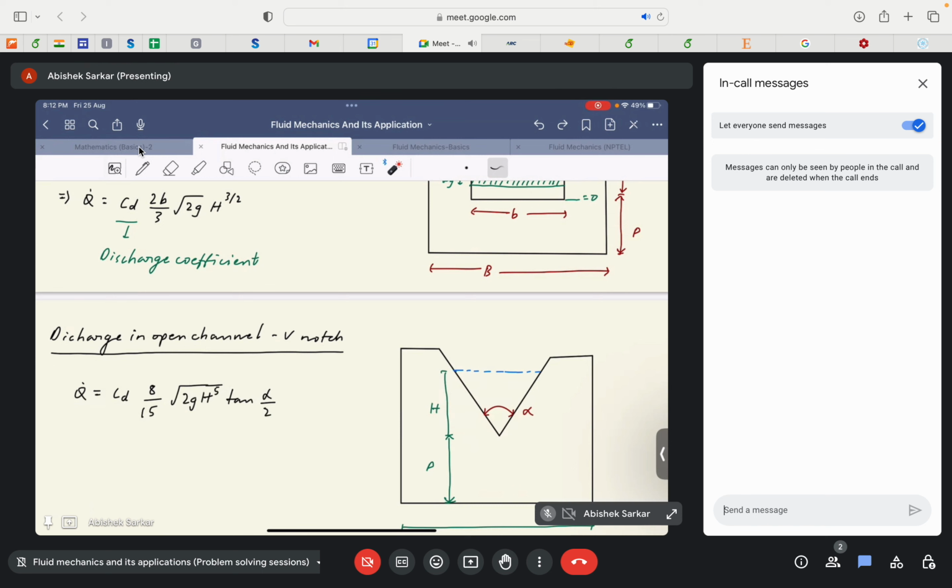Again, the shape of the channel doesn't matter, the shape of the notch matters. The shape of the notch differentiates the expression of the volume flow rate. Since the shape of the notch is changed for the weir, the expression for the volume flow rate through this V-shaped notch can be given by this, where alpha is the angle at the vertex of this V-shaped notch.